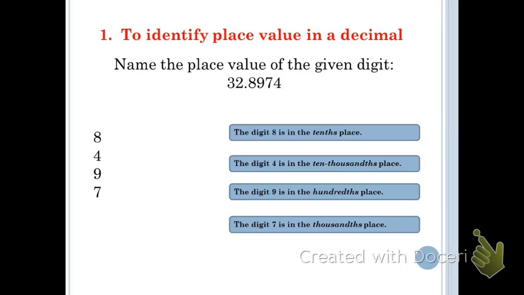Name the place value of the given digit. We're given the number 32 and 8,974 ten-thousandths. Notice the digit 8 is in the tenths place. The digit 4 is in the ten-thousandths place. The digit 9 is in the hundredths place. The digit 7 is in the thousandths place.